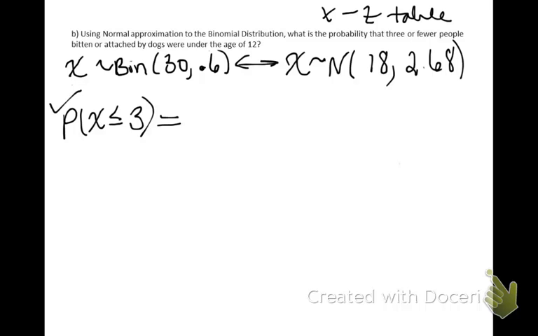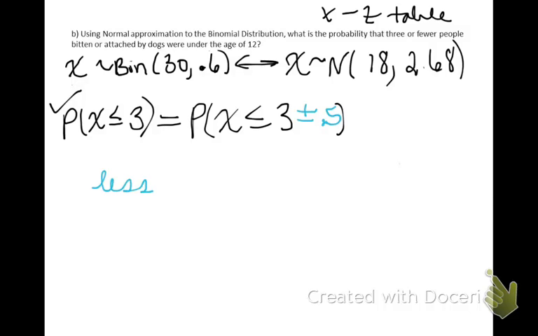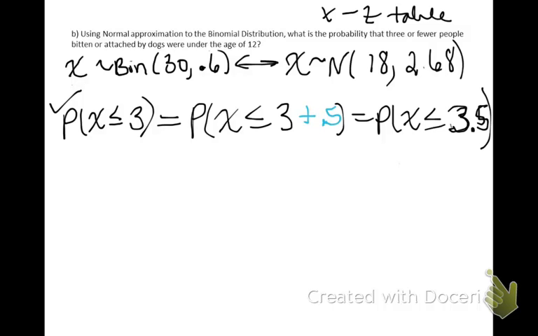Let's think of the continuity correction. If I'm looking for the probability that x is less than or equal to 3, I'm actually going to have to either add or subtract the 0.5. So let's think back to those general rules. When there's a less than or equal to, you actually need to add 0.5. So because of the less than or equal to, we're going to say plus 0.5. This means we're actually looking for the probability that x is less than or equal to 3.5. Now that we've written this in terms of x, let's convert to the z distribution.